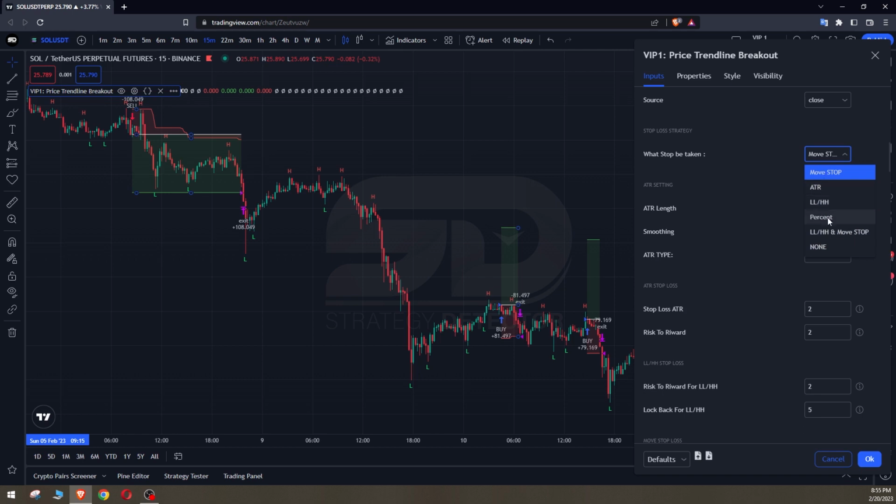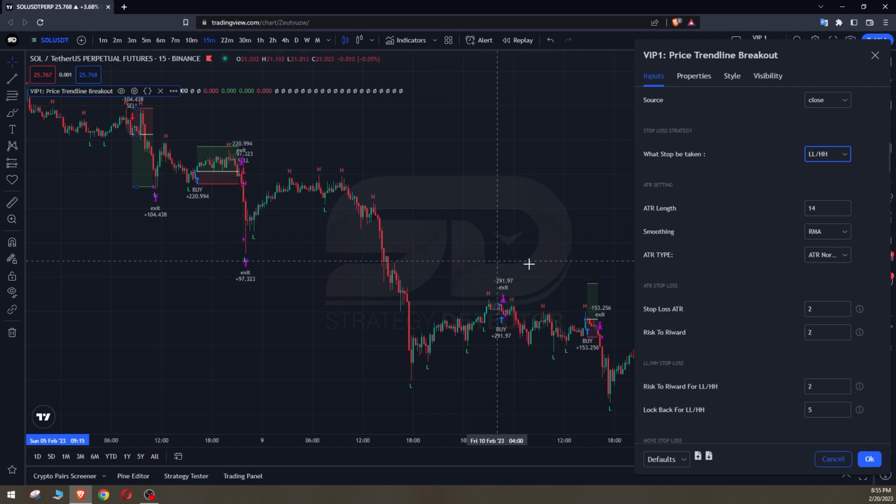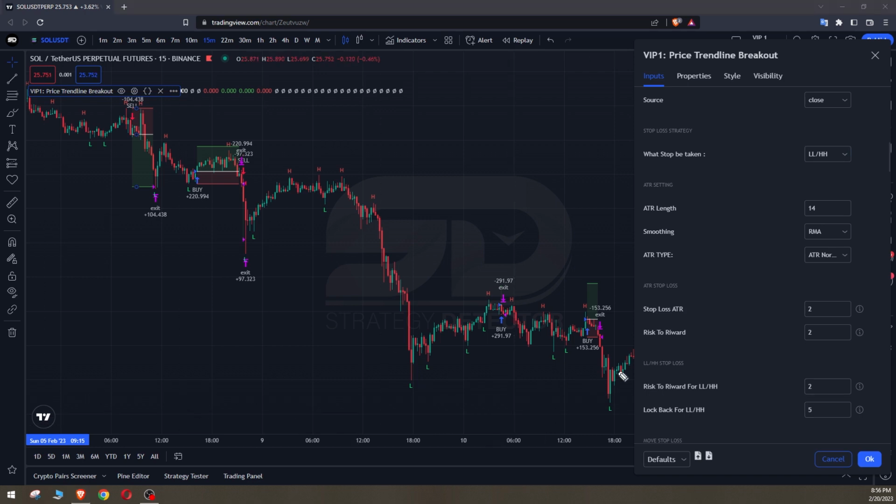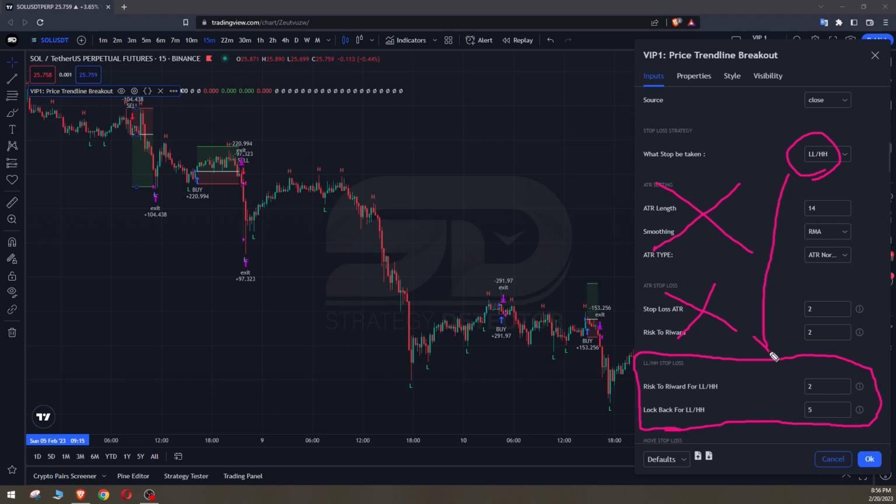The next option that I'm going to explain is the last recent swing low and last recent swing high for our stop calculation. All the settings related to this type of stop are in this section. It means that when you choose this lowest low, highest high, this part is useless now. Also, this part is not going to work either. And all the settings for this section are only in this part. So you can adjust the settings using these options here.